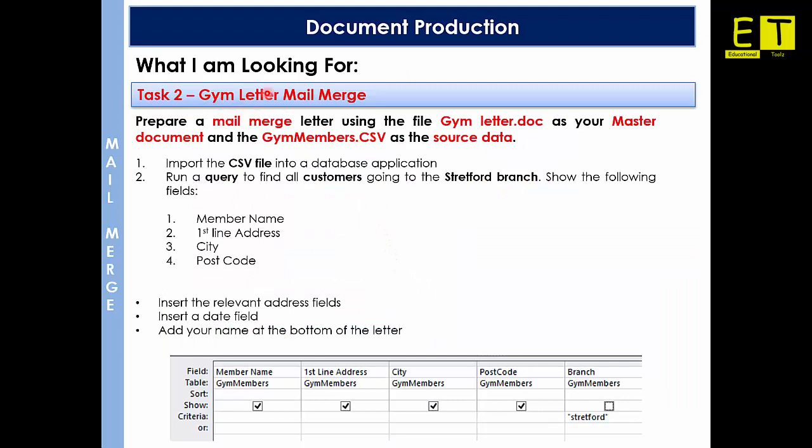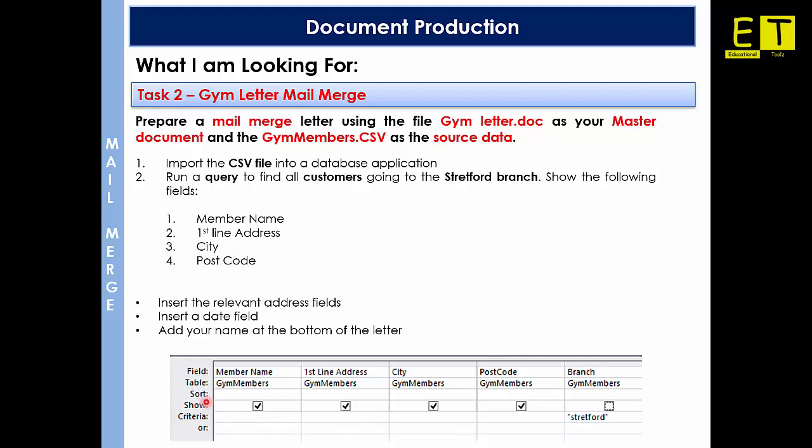So what I am looking for today, task 2, Gym letter mail merge. Prepare a mail merge letter using the file Gym letter as your master document and the GymMembers.CSV as the source data. So to start off with, what you need to do is import the CSV file into a database application. Second, you need to run a query to find all customers going to Stratford branch. Show the following fields. So these are the following fields that you need to show when creating the query. So the member name, first line address, city and postcode.